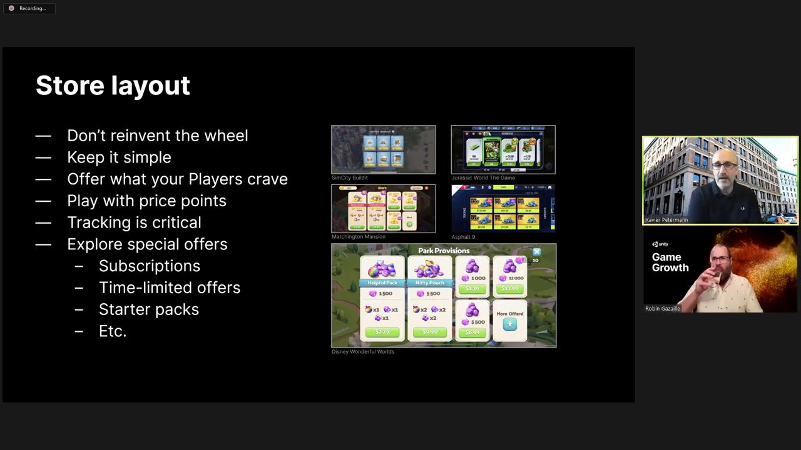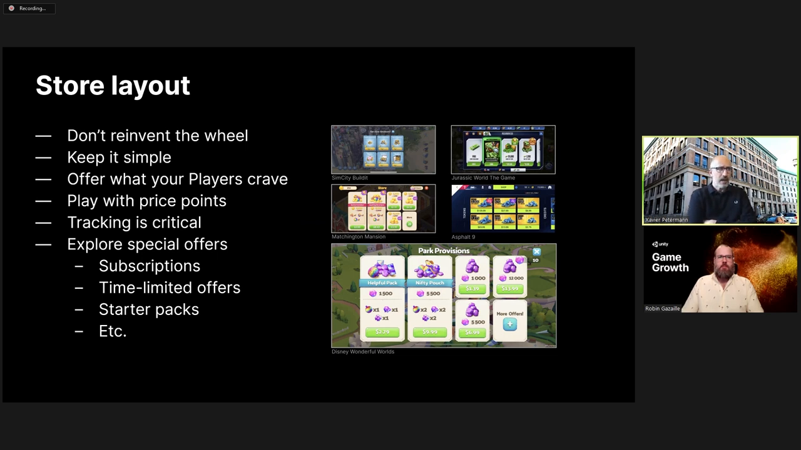Once you have this figured out, you need to put it in a store. And store layout is essential to the experience. My number one advice, don't reinvent the wheel. Just go with what works. I'm putting different examples on the screen right now of different games and different genres. They all have in common that they're successful. That's the only thing that they have.